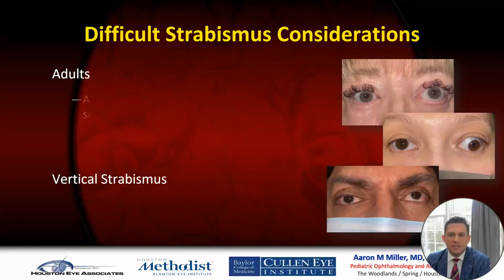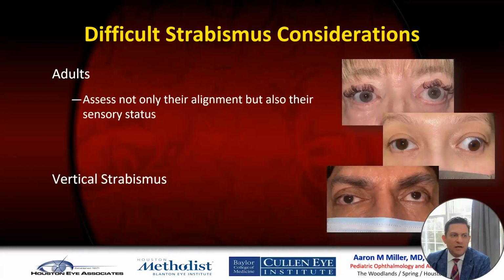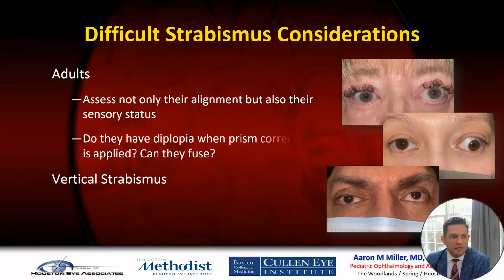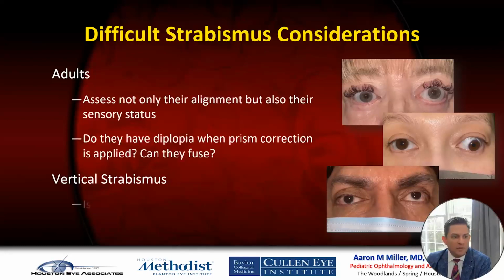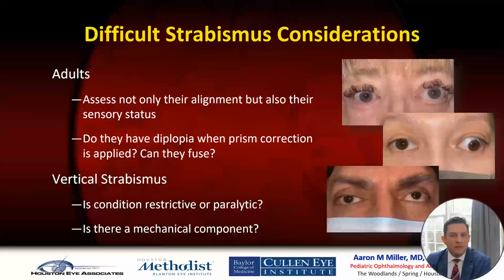In adults, we assess not only their alignment, but also their sensory status. I think I've covered that pretty well. And then, do they have diplopia when prism correction is applied? Can they fuse? And then lastly, vertical strabismus: is the condition restrictive or paralytic, and is there a mechanical component to it?